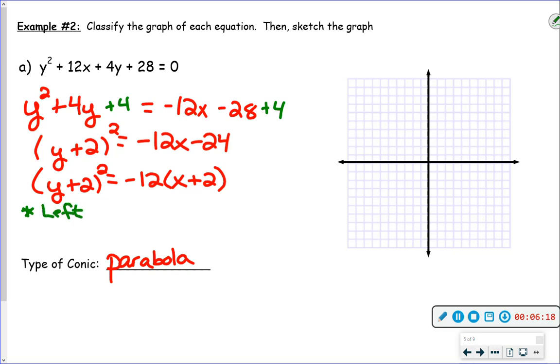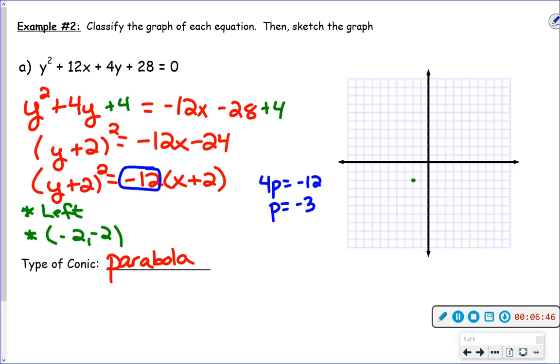We should probably jot down the vertex. What's our vertex? Watch the order, watch the signs. Although you really can't screw this one up, I guess. I hope not, right? Now, probably the easiest way to draw these is with the latus rectum, the length of the latus rectum. Well, I'm going to need the focus for that, so I'm going to need the 4p value. A little mental math.